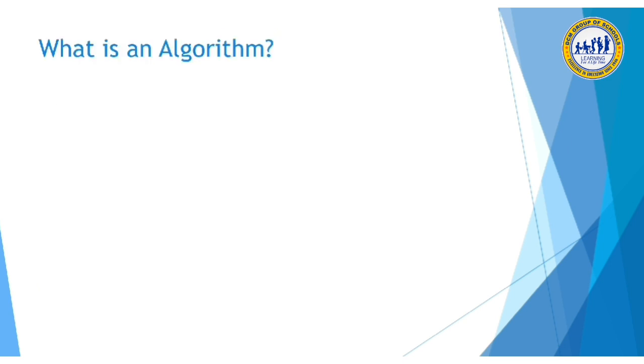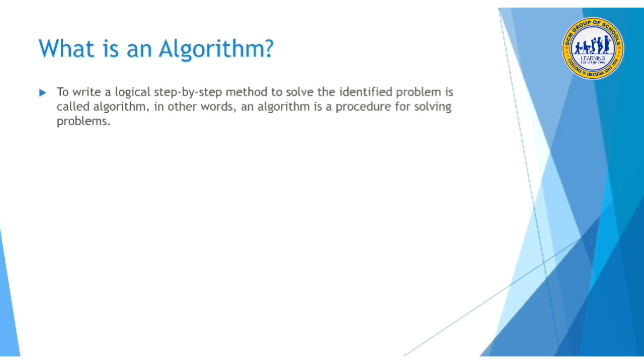Now, let's understand what an algorithm is. A logical step-by-step method to solve the identified problem is called an algorithm. In other words, an algorithm is a procedure for solving problems. In order to solve a mathematical or a computer problem, this is the first step of the procedure. An algorithm includes calculations, reasoning, and data processing. Algorithms can be represented by natural languages and flowcharts.